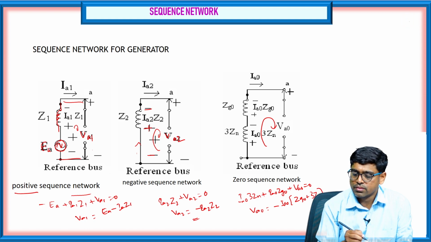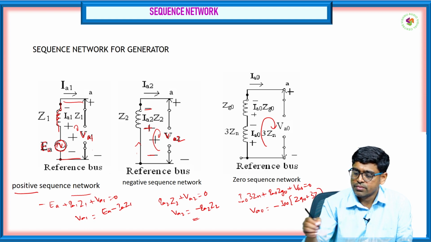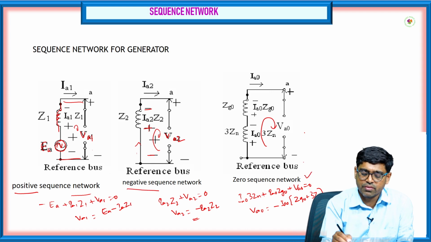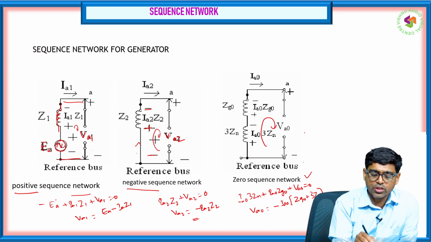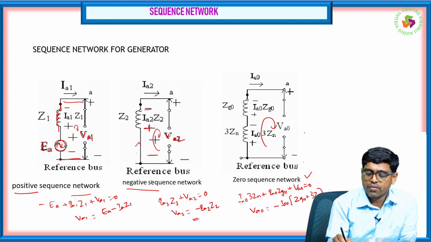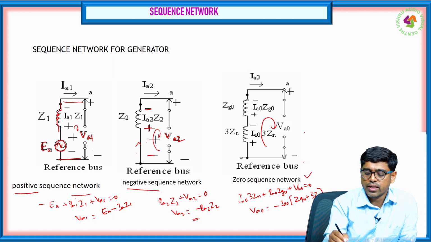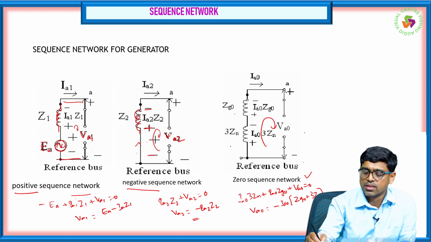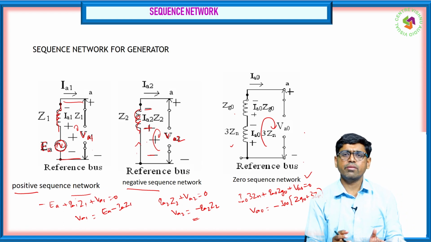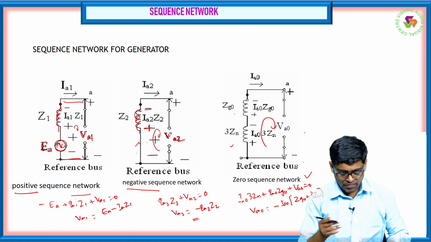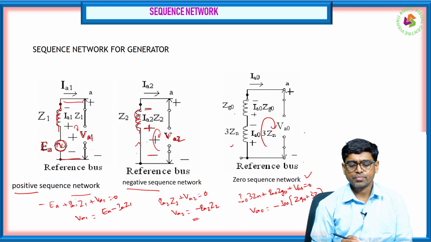So this is the reference bus, the zero sequence network, the negative sequence network, and the positive sequence network. The positive sequence network can be represented with a voltage source in series with the reactance, and the negative sequence network is represented only by the reactance Z2, like this. Here for the zero sequence it is Zg0 plus 3 times Zn. So this is the positive, negative and zero sequence network of a synchronous machine.